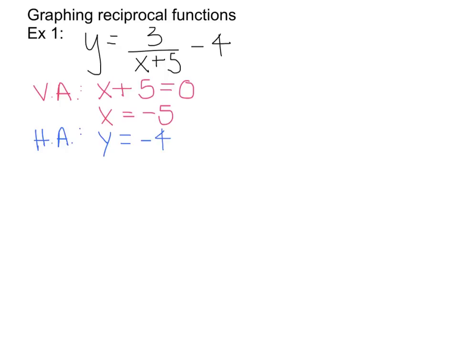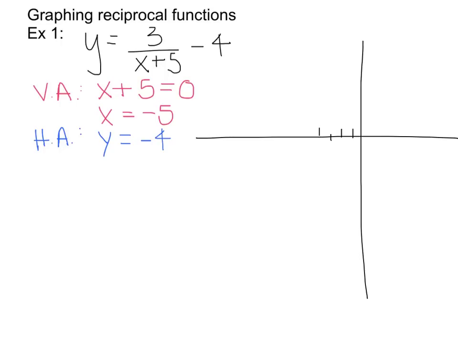Let's start by making a graph and drawing our vertical and our horizontal asymptotes. Okay, so our vertical asymptote is at x equals negative 5. And our horizontal asymptote is at y equals negative 4. Okay, for the time being, your graph cannot go through either of those asymptotes. So to begin finding our points, we're going to start by finding the x-intercept.